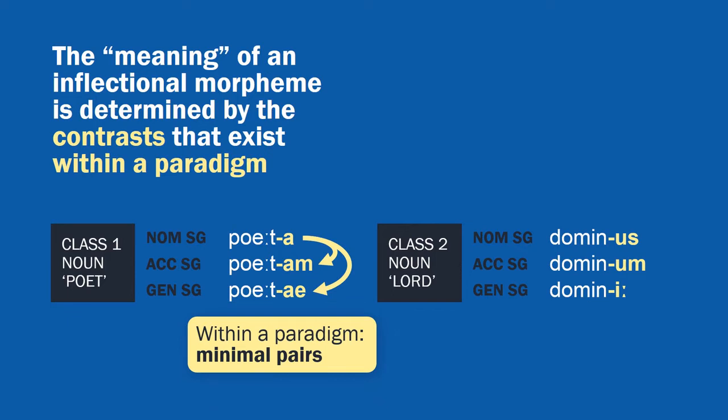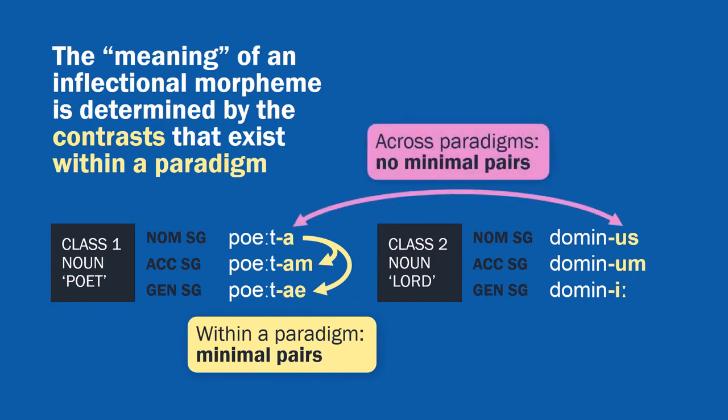But that only applies within a paradigm. It doesn't apply across paradigms. The class 1 nominative suffix a doesn't get any meaning from a contrast with the class 2 nominative suffix us, because these two suffixes don't actually contrast with each other. There are no minimal pairs because the two suffixes appear on different noun stems. The class 1 paradigm and the class 2 paradigm are two separate universes of inflectional contrasts, and it's only within each of these paradigms that we can compare forms to determine the meanings of the inflectional morphemes.